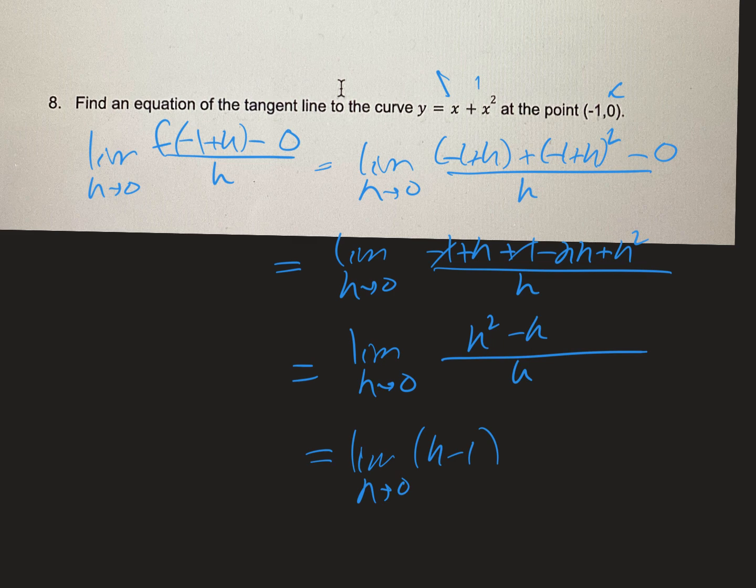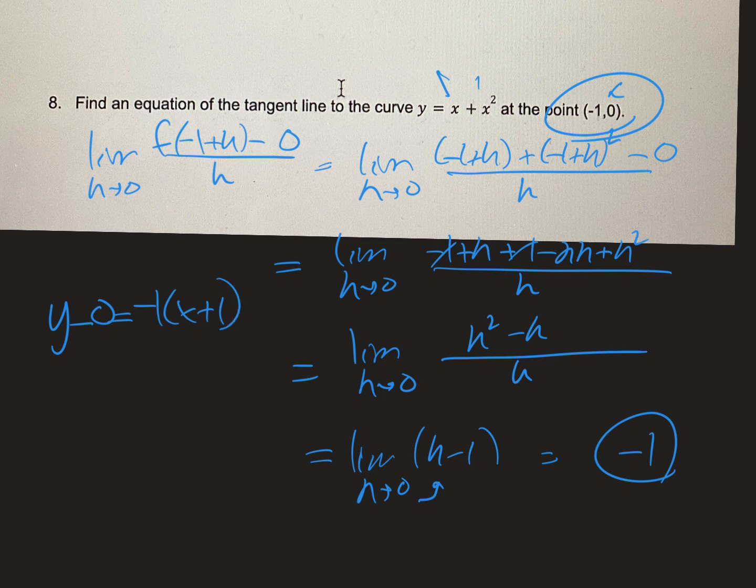Finally, now we've got a polynomial. I could just plug in that 0, and if I do that, I get negative 1. There's my slope. There's my point up there, so I'm going to say y minus 0 is negative 1 times x minus negative 1, or x plus 1. So my equation of my tangent line is y equals negative x minus 1.